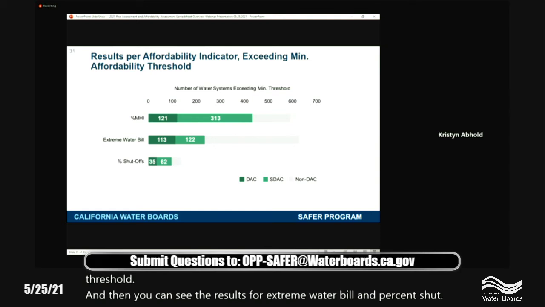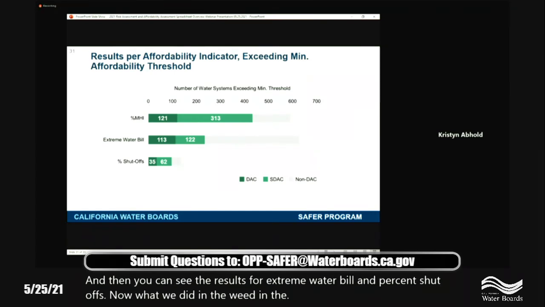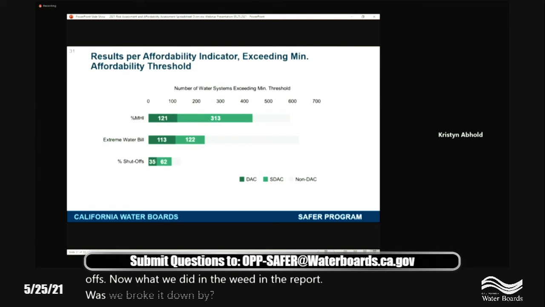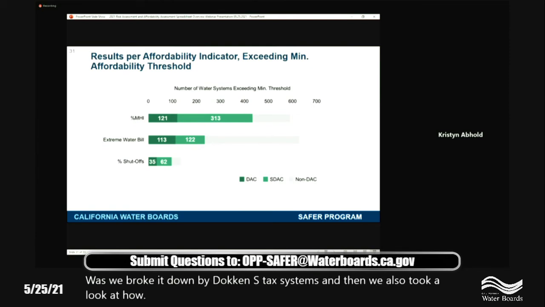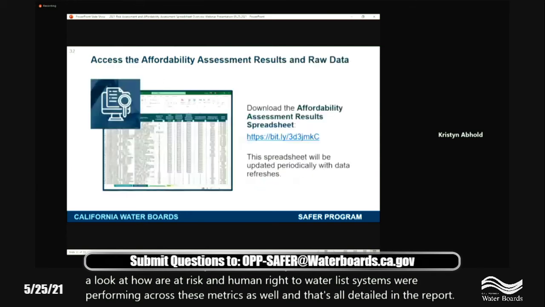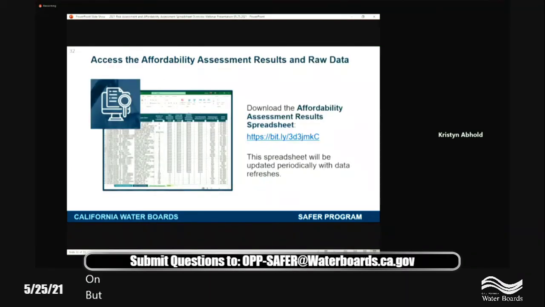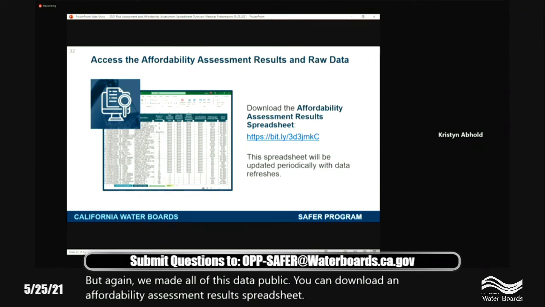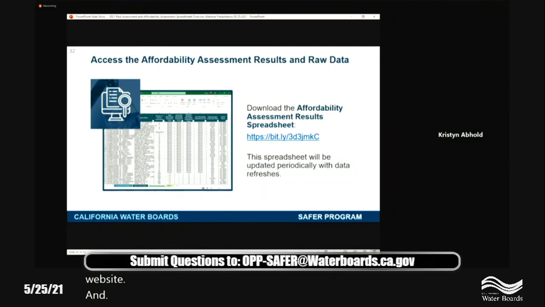Now, what we did in the report was we broke it down by DAC and SDAC systems, and then we also took a look at how our at-risk and human right to water list systems were performing across these metrics as well, and that's all detailed in the report. But again, we made all of this data public, and you can download an affordability assessment results spreadsheet from our needs assessment website. And so I'm going to hop on over to that spreadsheet to show you what that looks like.